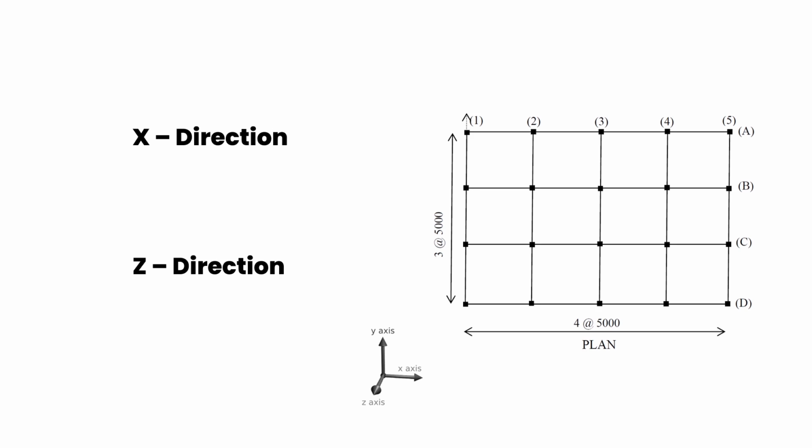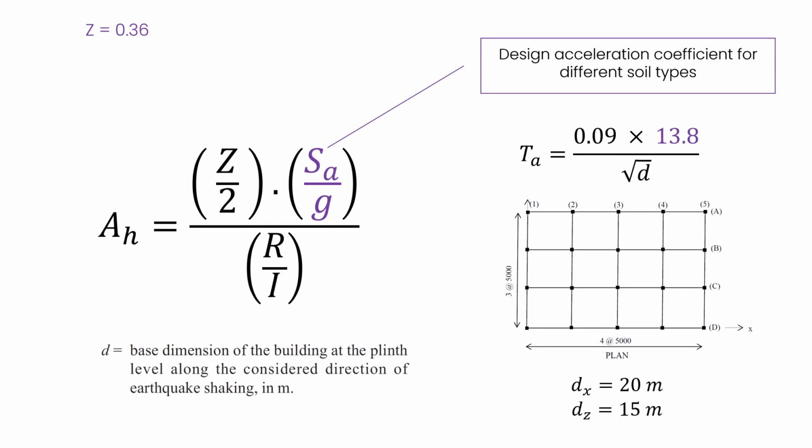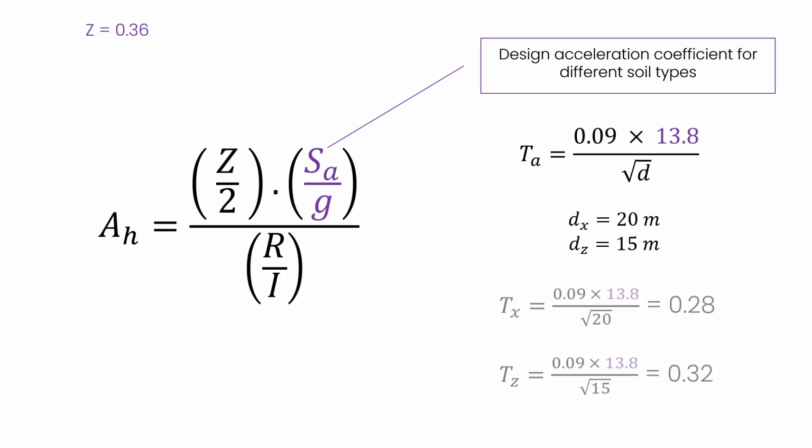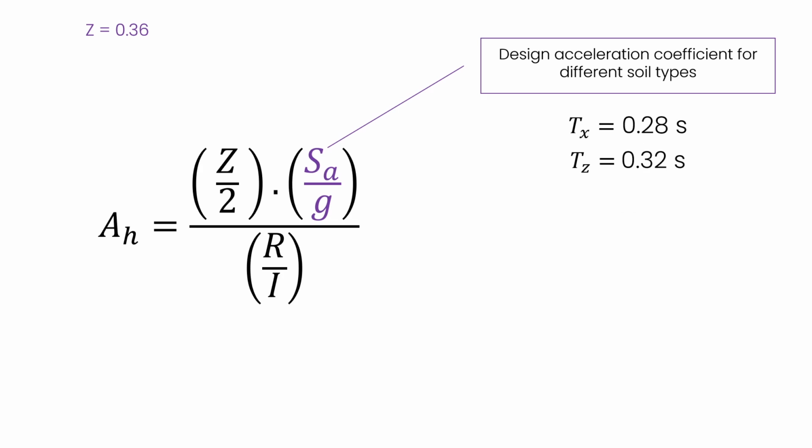As per the X direction, we have four spans of 5 meters each. Hence, we get a value of 20 meters. So the base dimension is 20 meters along the X axis, and the base dimension is 3 spans of 5 meters each, that is 15 meters along the Z direction. So we have our dx and dz values, and depending upon these we'll get different values of t. One will be tx, which will utilize the value of 20, and the other will be tz, which will utilize the value of dz, that is 15. Hence we get the values of tx and tz as 0.28 and 0.32 seconds.